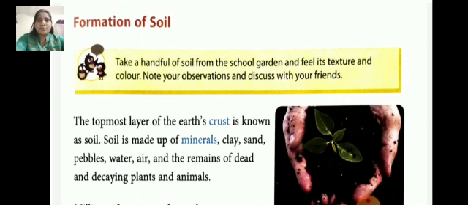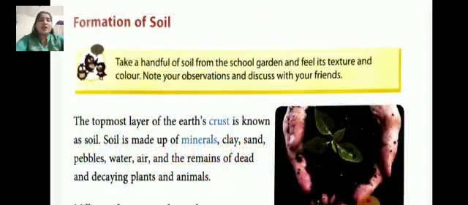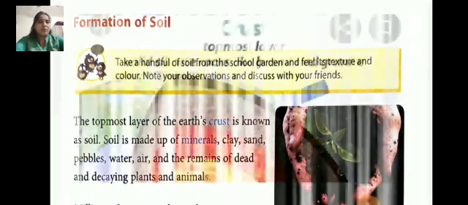So let's start. The topmost layer of the earth's crust is known as soil. See, children, what do you mean by soil? The topmost layer of the earth's crust is known as soil. Here, what is the meaning of crust? It is the outer layer of the earth's surface. As you can see in the picture, this is the outer layer of the earth, the topmost layer. This is called crust. So the topmost layer of the earth's crust is known as soil.